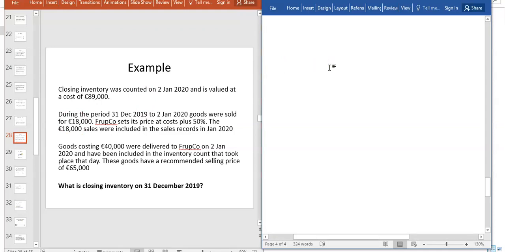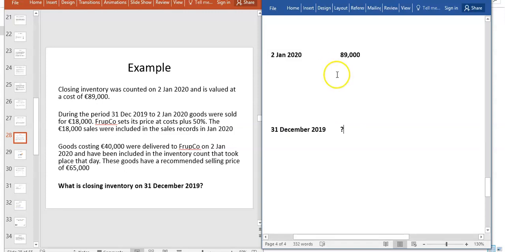Right? The inventory was counted on the 2nd of January 2020. Right? So 2 Jan 2020, 89,000. So that is after the year end. During that period between the year end and the inventory count, there were goods sold, and these sales were included in 2020. So that's fine. They're sales after the year end, but they will have an impact on how to get back to the 31st of December. Also, during that period between the year end and the count, goods were purchased, and they've been included in inventory on the 2nd of January. And what we're asked is, what is the 31st of December 2019 inventory?